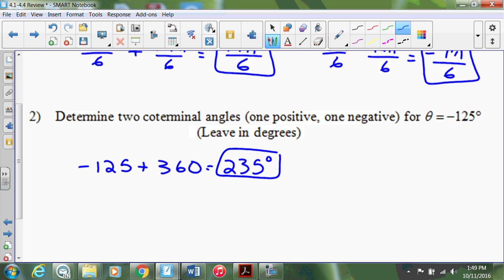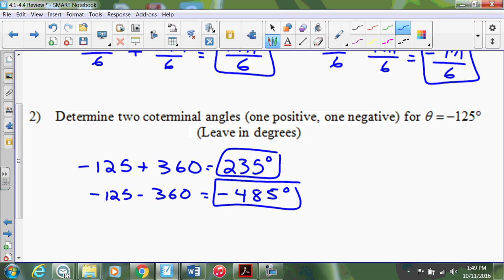And then we're going to find the other one. We've got negative 125 minus 360, which gives us what? A negative 485-degree angle, and that's our negative angle.